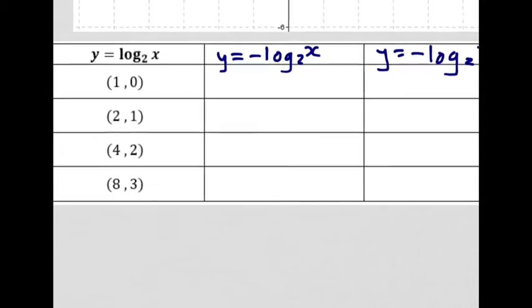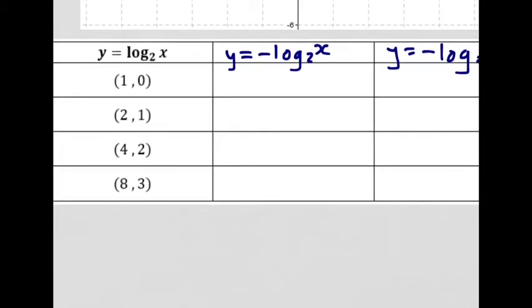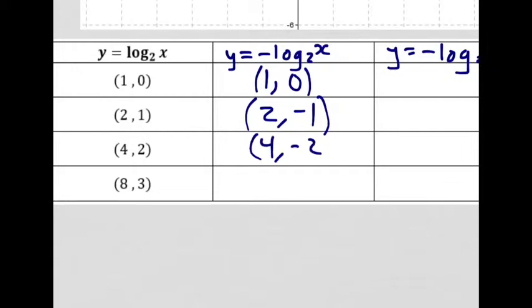Okay, so the first transformation we're going to flip in the x-axis. So what happens to 1, 0? Nothing, right? If I make 0 negative, it's still 0, so that doesn't move. What about 2, 1? 2, negative 1. 4, 2? Good, right? Just all the y coordinates change signs. Good, that was simple.